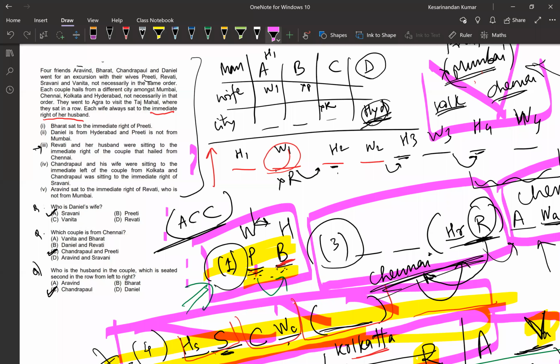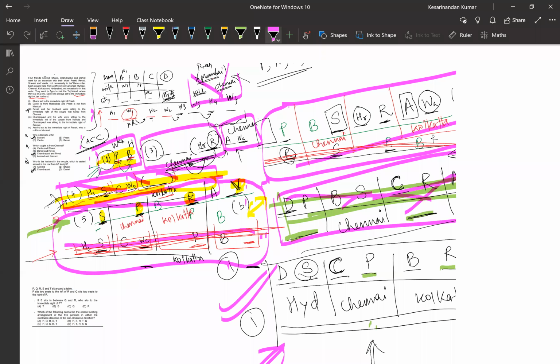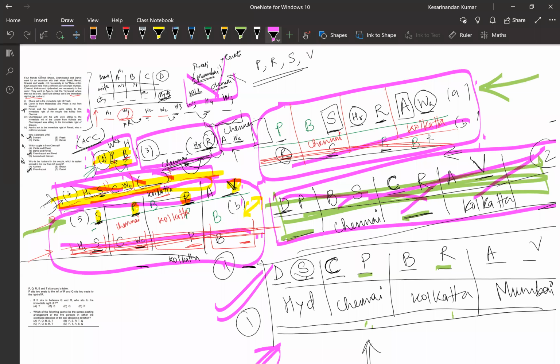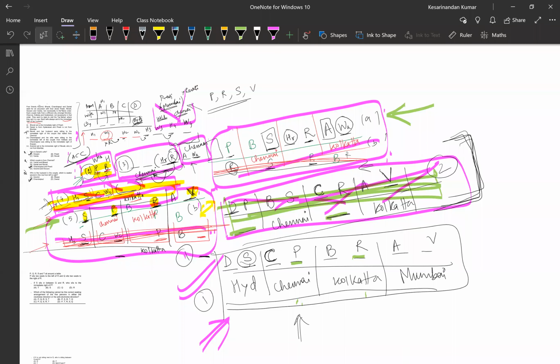Is it clear, everyone? Yes, Kesari. Any doubt at any step? Why did we do this, or why did we do that?